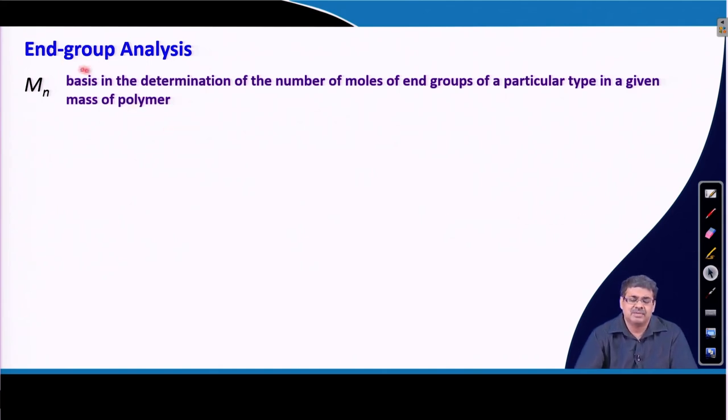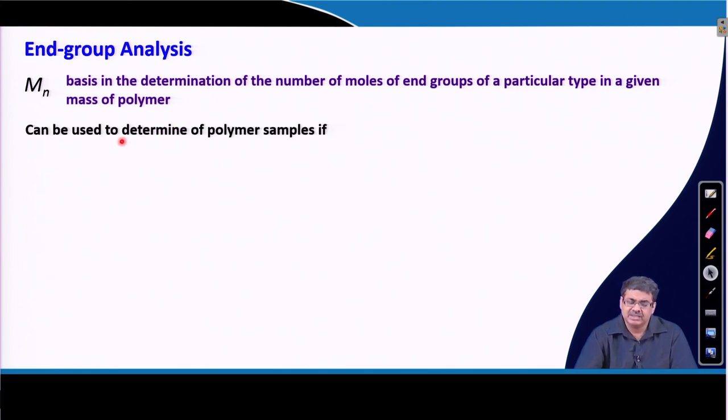Next technique, we will talk about end-group analysis. Now, this also gives us the number average molecular weight, and the basis of this measurement is the determination of the number of moles of a particular type of end group in a given mass of polymer. So, basically we know how much polymer by weight we take in a solution, and if we know the number of moles of ends present in this polymer sample, then we can get the value of Mn, provided we know the number of ends present in a polymer chain.